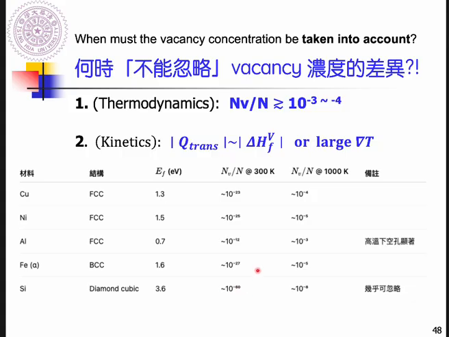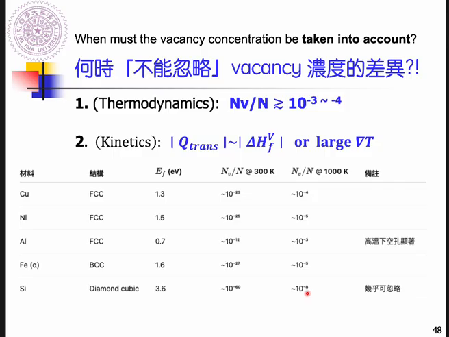It is 10^-16. But when you increase the temperature up to 1000 K, which means that probably you have a large temperature gradient on one side, you can see that for copper the vacancy fraction can dramatically increase up to 10^-4, 10^-5, 10^-3. So when you simply increase the temperature up to 1000 K, which is around 700 degrees C, then you can see the vacancy concentration significantly increase.